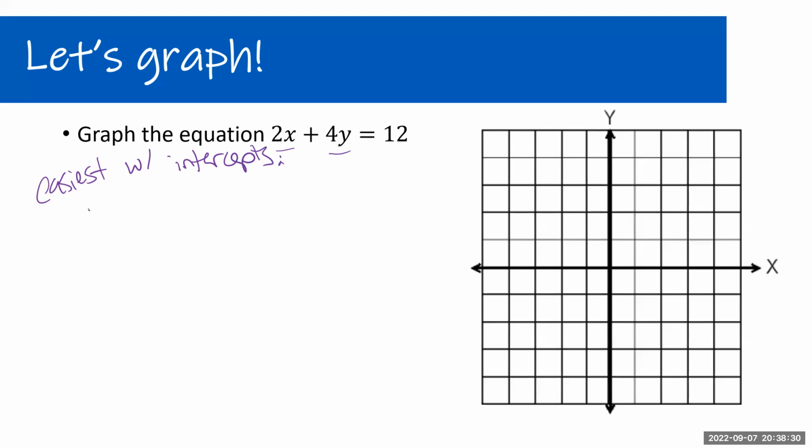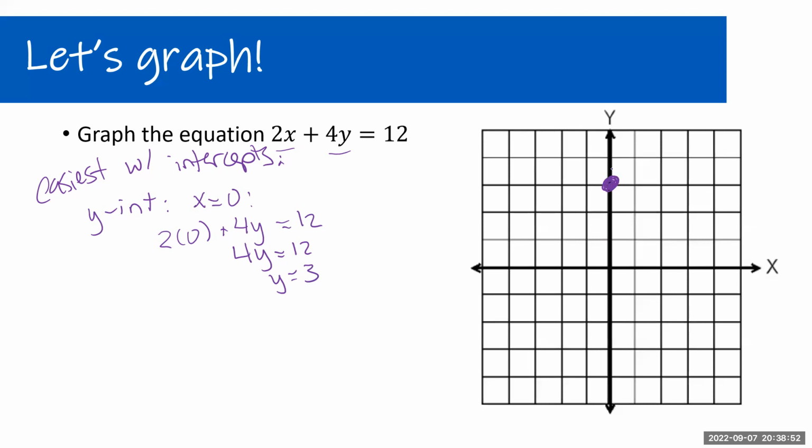So let's find our y-intercept first. We're going to let x equal 0. So we're going to say 2 times 0 plus 4y equals 12. That's going to leave us 4y equals 12, which gives us y equals 3. So we're going to have this intercept right here.